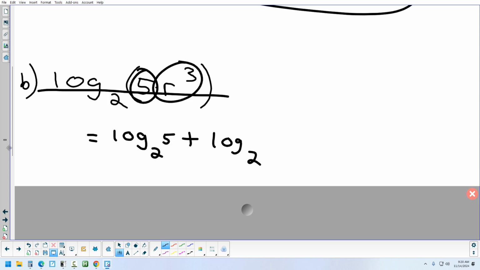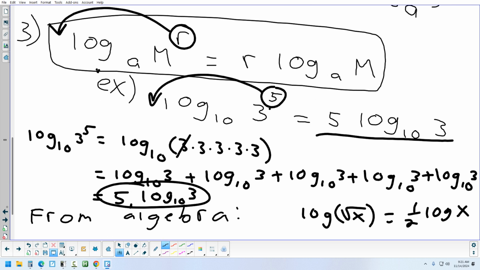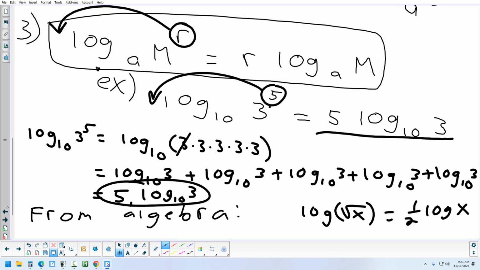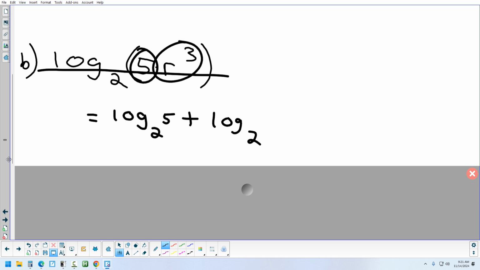Think about when I had that log base 10 of 3 to the 5th and we rewrote it. What happened to the 5 in that? When we had log base 10 of 3 to the 5th, we put equals, and what was on the other side of the equals? It was 5 log base 10 of 3. So we had that whole thing. What happened to the exponent in that problem? It went to the front.